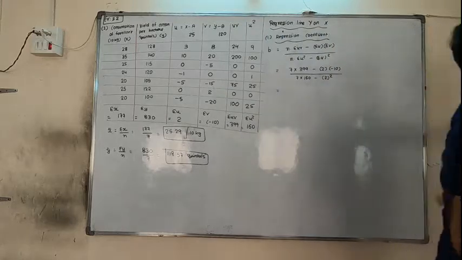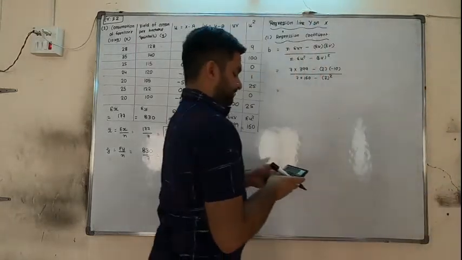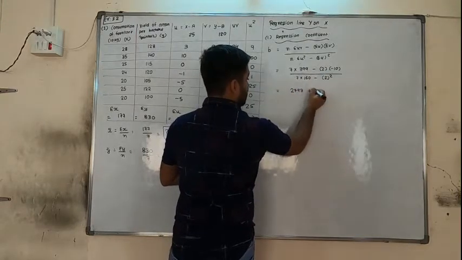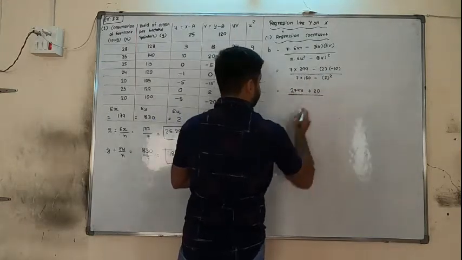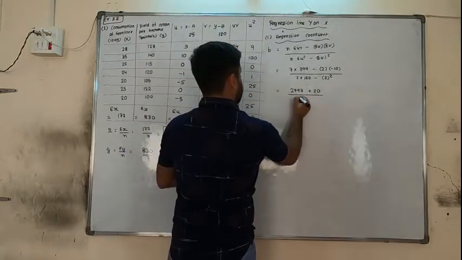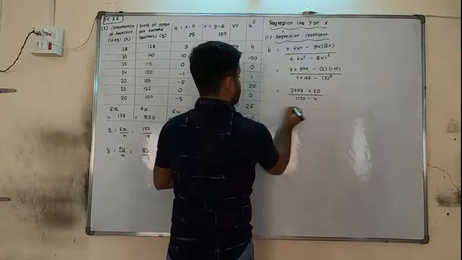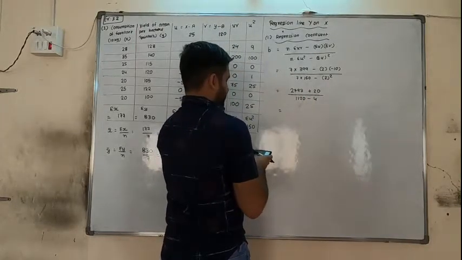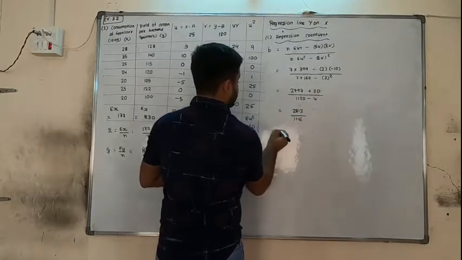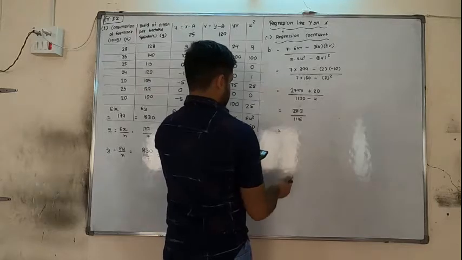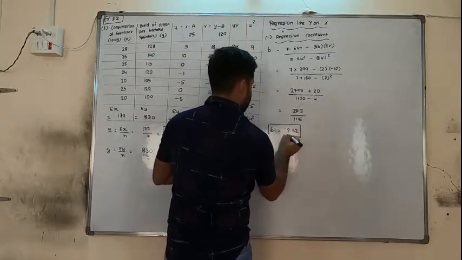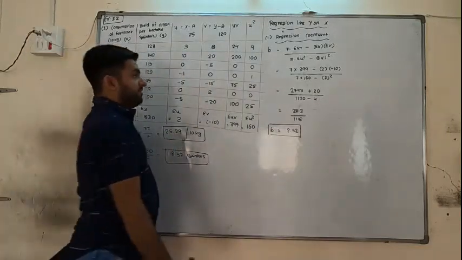So 399 into 7, it's 2793. Minus minus plus 10 2s are 20. Divided by 160 into 7, 1120 minus 2 square is 4. So 2793 plus 20, 2813 divided by 1116. It's 2.520, so 2.52. So B is 2.52.